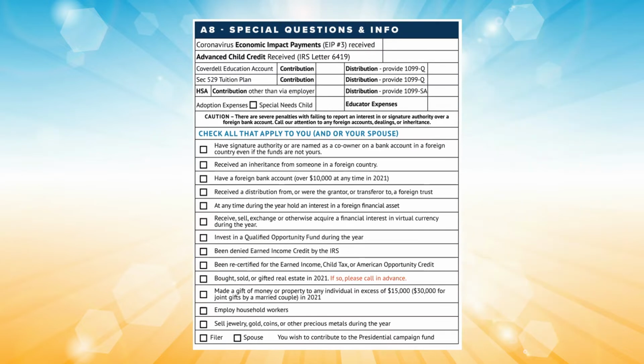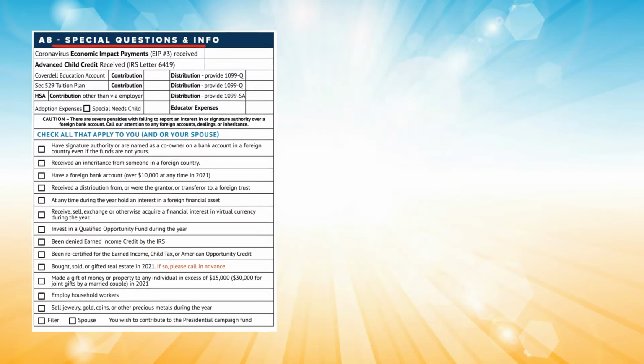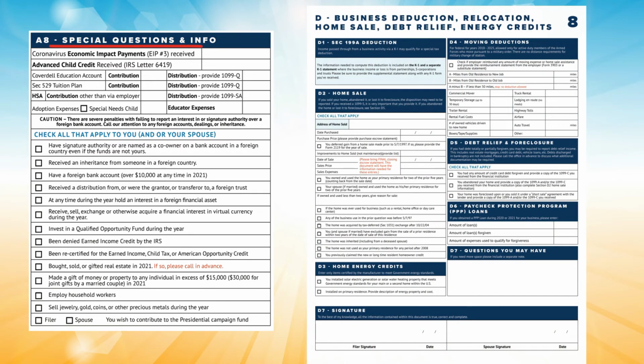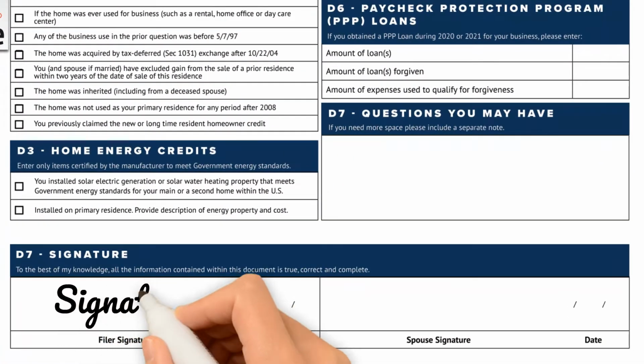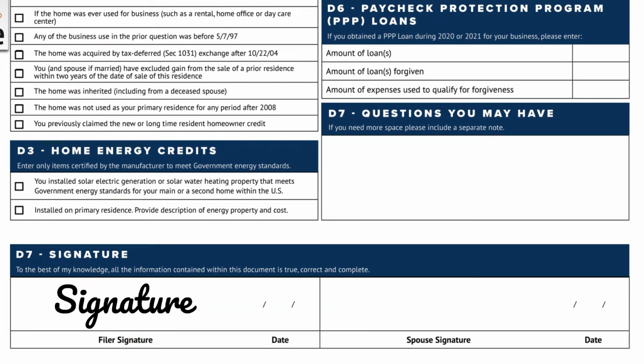Finally, please make sure you go through the special questions in Section A8 on page 2 and Section D on the last page. Check the box for any questions which may apply to you and provide the necessary additional documentation requested in PDF format when possible. And don't forget to sign the bottom line on page 8.